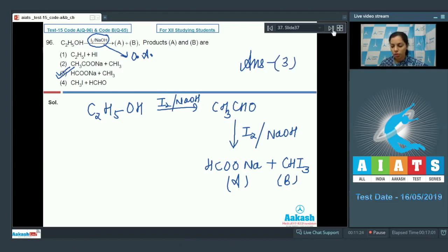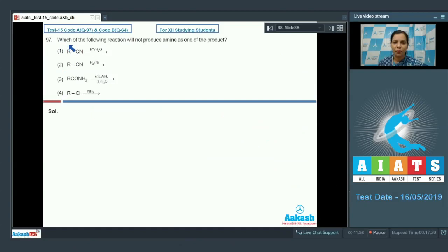After this, we have the next question. Question number 97. Which of the following reactions will not produce amine as one of the products? First of all, we have to look at the given substrates and the reagents. Here we have RCN, alkyl nitrile. In the second option also the substrate is alkyl nitrile. In the third option we have amide, and in the fourth option we have haloalkane. Different reagents are given. Let's check what the products would be.